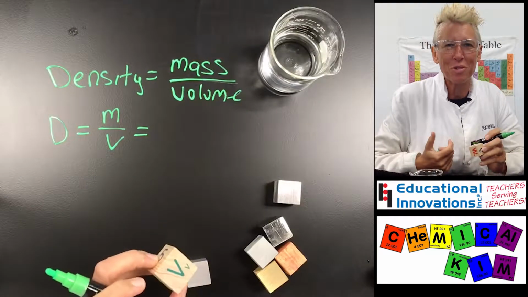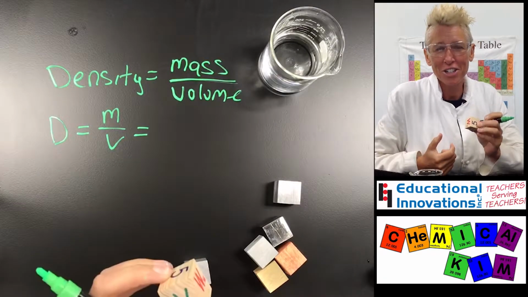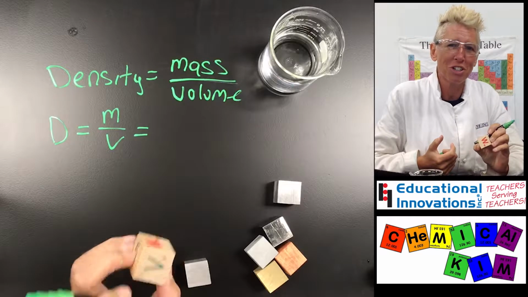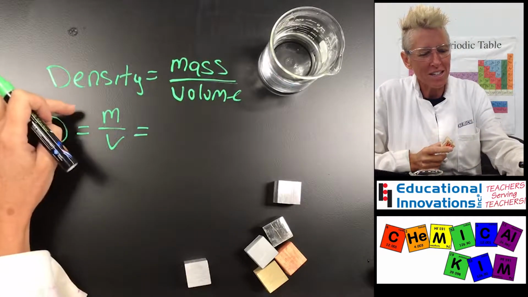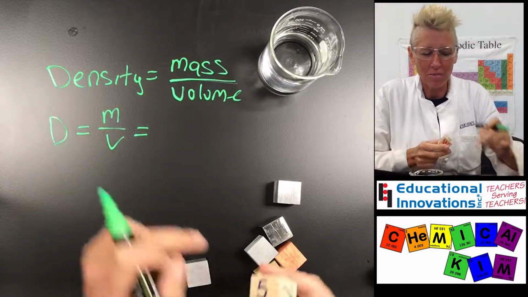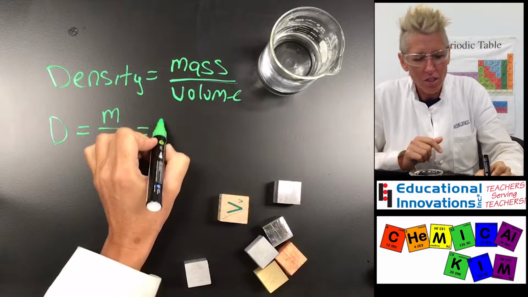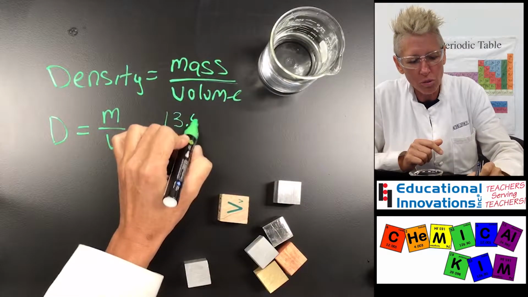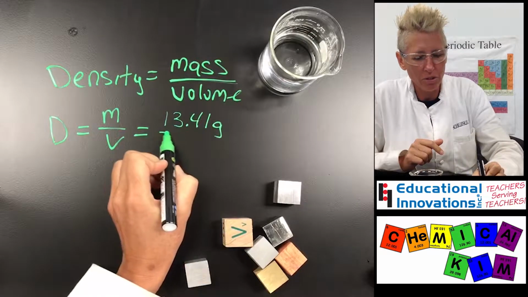So now comes the fun part. This is where we actually get to figure out the density of our cube, and I'm going to show you with the wooden cube from the data that I collected. If you remember, density is mass divided by volume. The mass of the wooden cube that I determined was 13.41, and that is in the unit gram, so that's the mass that I have for my wooden cube.